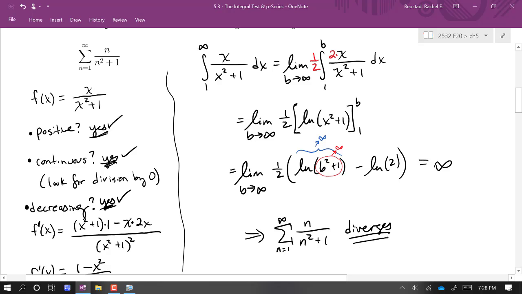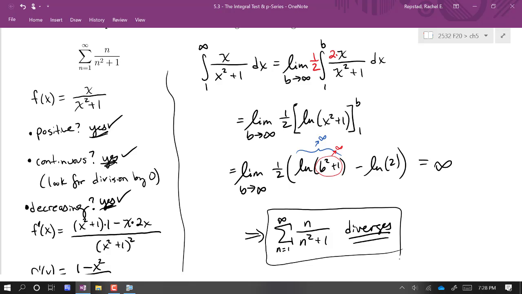It's really important when you're done evaluating the improper integral that's a part of the integral test, that you actually do the extra step. It's actually not an extra step, it's needed. You make your conclusion about the series. We can't stop at saying what the integral does. We have to draw a conclusion about the series.